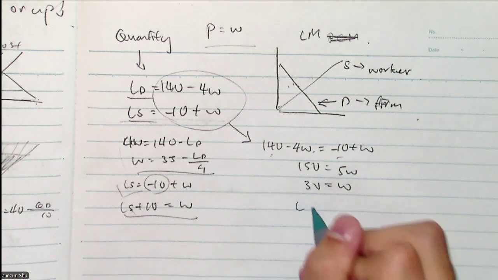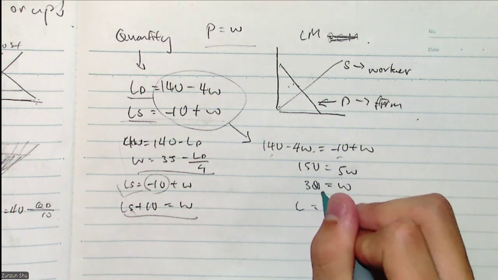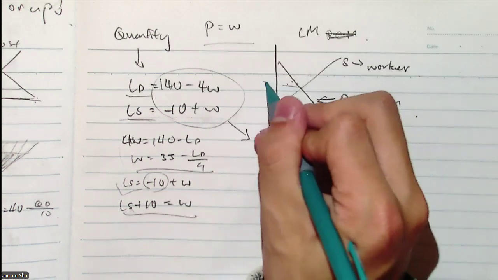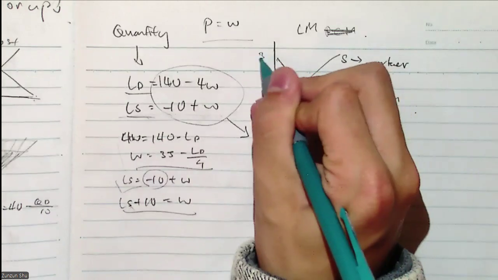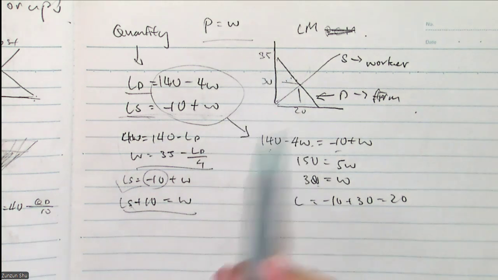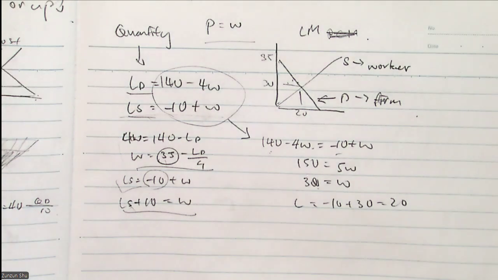What about L? L is going to equal negative 10 plus 30, which is 20, right? So we do have the basics here: 30, 20, and this is 35. But how do we know this is 35? Here, right? You're using the y-intercepts. But what are they really asking for?